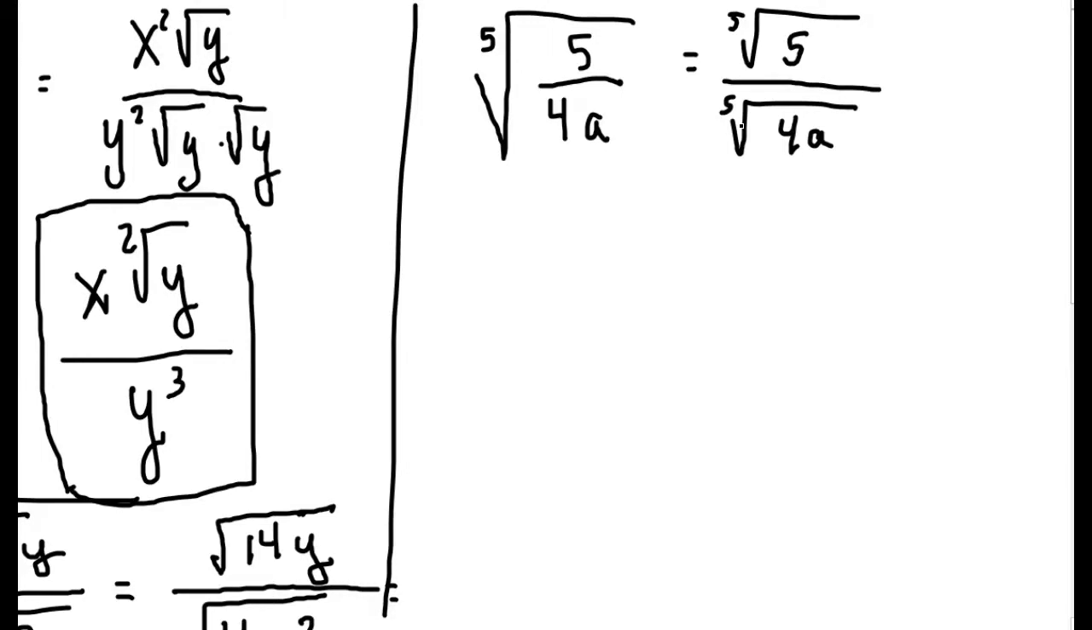100? I don't think 100 is going to work. So let's try the smallest number. Let's try 2. What is the fifth root of 2? 2 times 2 times 2 times 2 times 2. What is that?